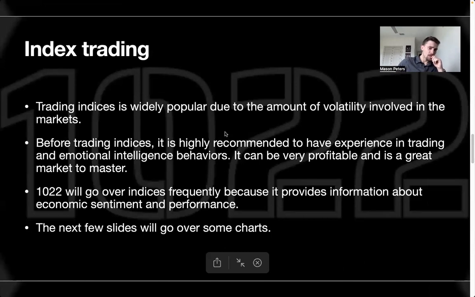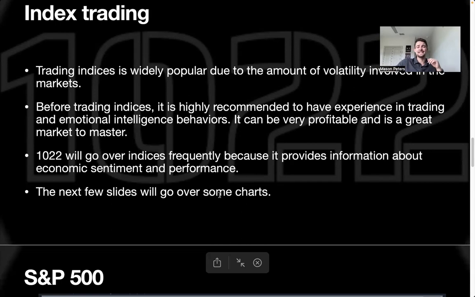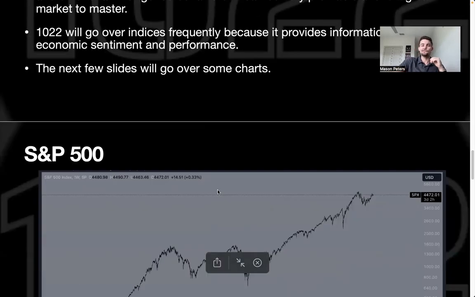Trading indices is widely popular due to the amount of volatility involved in the markets. Before trading indices, it is highly recommended to have experience in trading and emotional intelligence behaviors. It can be very profitable and is a great market to master. 1022 will go over indices frequently because it provides information about economic sentiment and performance.